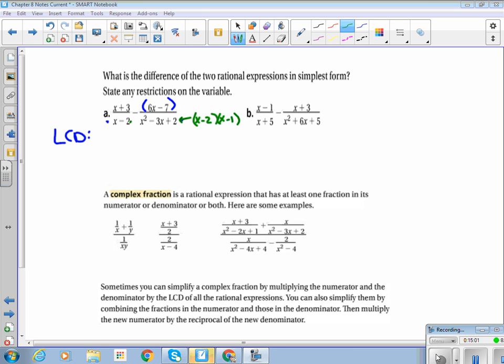So now I'm going to start from left to right, and I'm going to list all my factors. So x minus 2 is a factor. X minus 2. Oh, I already have that, so I don't have to rewrite it. Once I've written the factor once, I don't have to rewrite it. I've already written x minus 2. Now I write x minus 1. So my least common denominator is x minus 2, x minus 1.